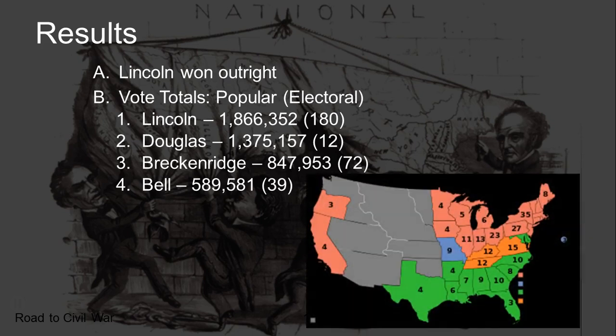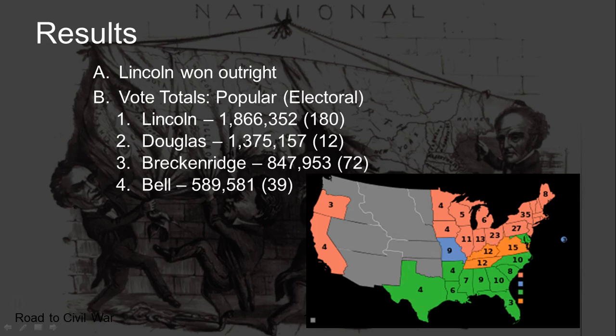Okay? This map right here kind of shows you how everything broke down by state, and you see that Stephen Douglas wins Missouri outright, so he gets all those electoral votes. He also got 3 electoral votes actually from New Jersey. That's where those other 3 are coming from out here. Okay? Lincoln wins all the northern states, of course. Breckinridge wins all the southern states, and John Bell wins these.